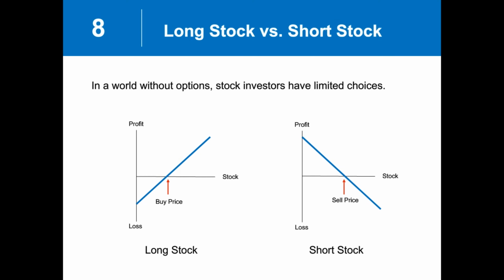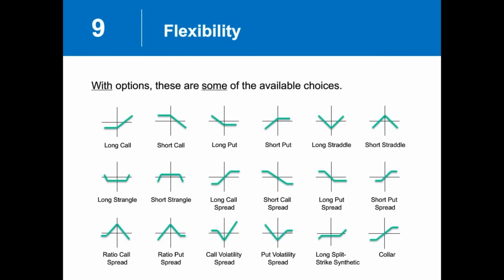If we sell stock short, the exact opposite. Stock goes up, we lose money. Stock goes down, we make money. Stock doesn't move, nothing happens. So without options, our choices are limited. Our options are limited. With options that we're talking about today, look at this.